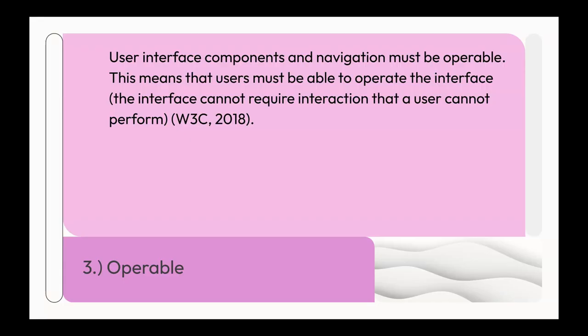So moving on to the accessibility principles, the first accessibility principle that I want to analyze is operability. This means that users must be able to navigate and operate the interface.